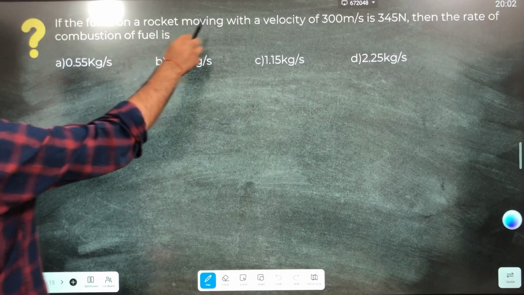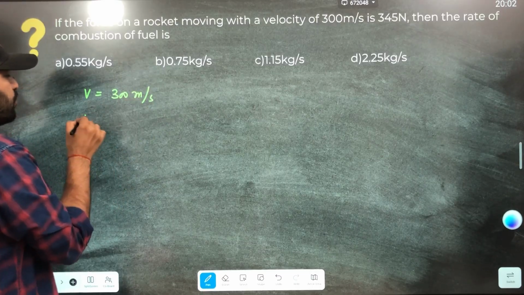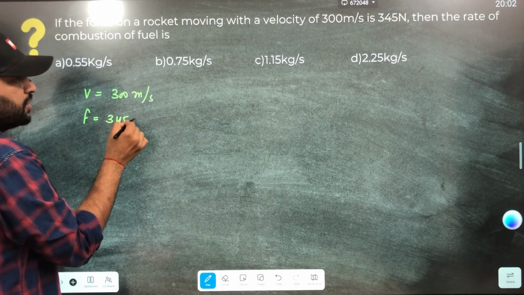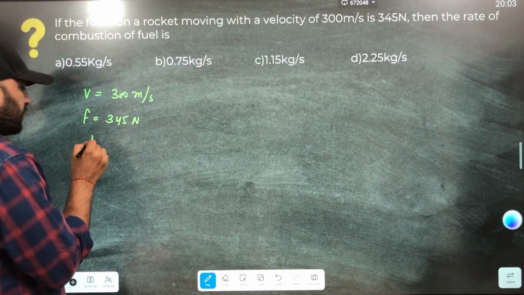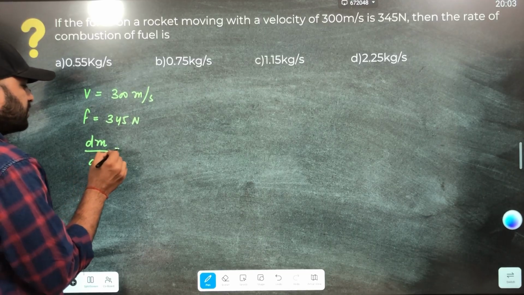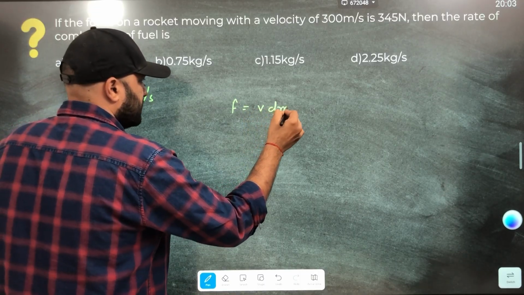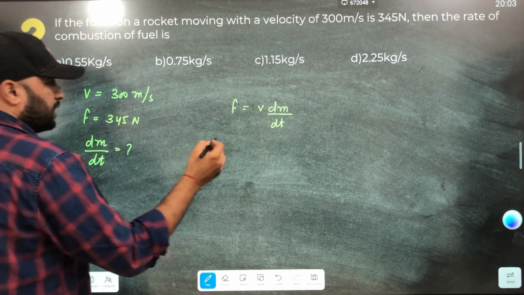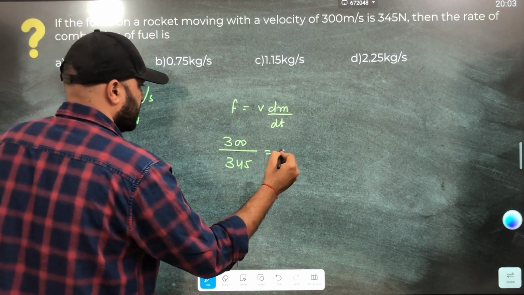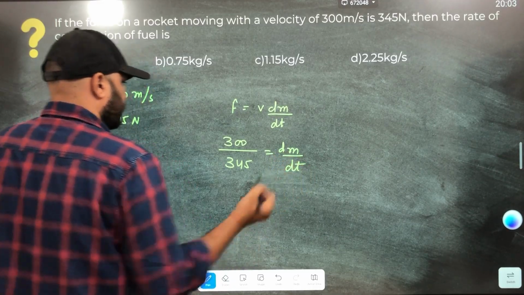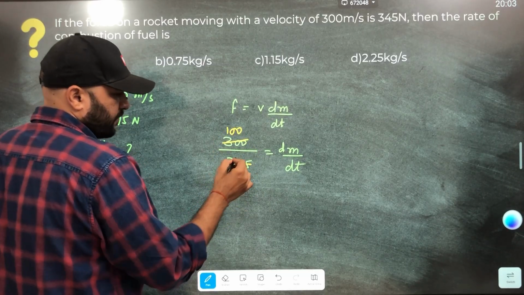Great. If the force on a rocket moving with a velocity of 300 meter per second is 345 Newton, then the rate of combustion of fuel, dm by dt, is what they are looking for, right? We have already done 2 or 3 problems on that, so now you can solve it easily. I'm doing it for you very fast. F equals v dm by dt, and F is nothing but 300, v is nothing but 345. Straight away we can put it down here, and we're left with dm by dt, correct.